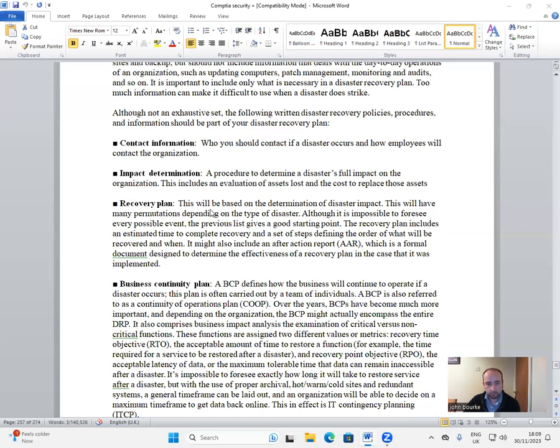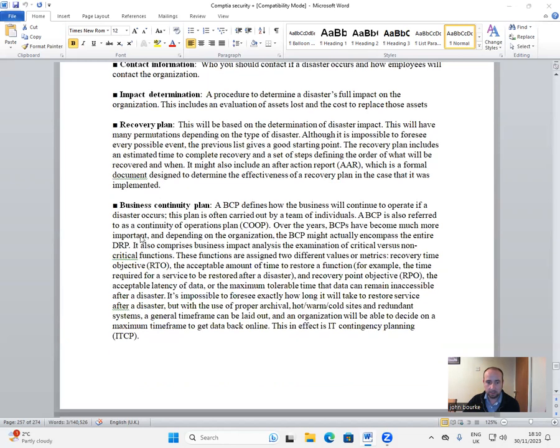Recovery plan. This will be based on the determination of disaster impact. This will have many permutations depending on the type of disaster. Although it is impossible to foresee every possible event, the previous list gives a good starting point. The recovery plan includes an estimated time to complete recovery and a set of steps defining the order of what will be recovered and when. It might include an after action report, AAR, which is a formal document designed to determine the effectiveness of a recovery plan in the case that it was implemented.